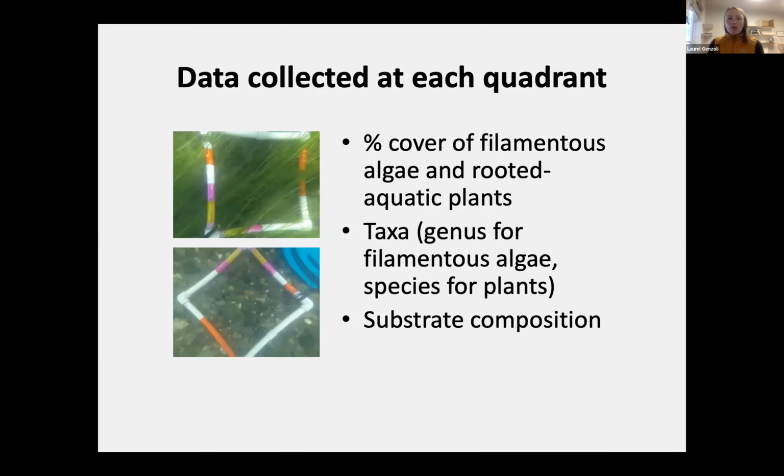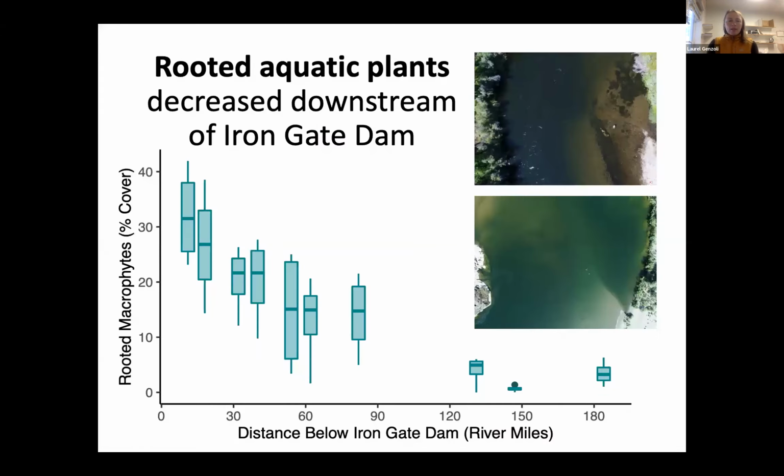And at each of those quadrants, we collect the percent cover of filamentous algae and rooted aquatic plants. We note the taxa down to genus for filamentous algae and species for the plants. And we're also taking note of the substrate composition in the quadrant. All right, so I'm going to jump right into some results here.